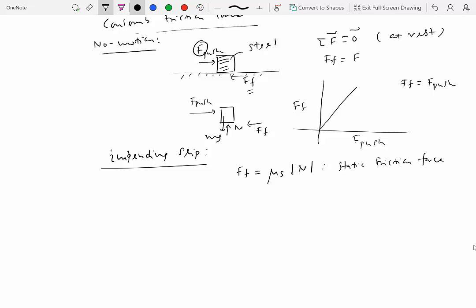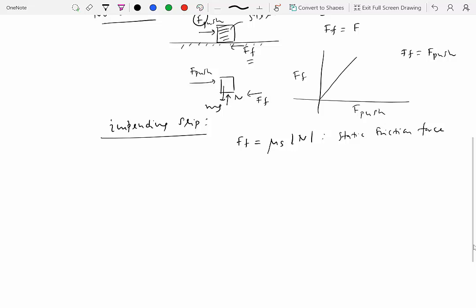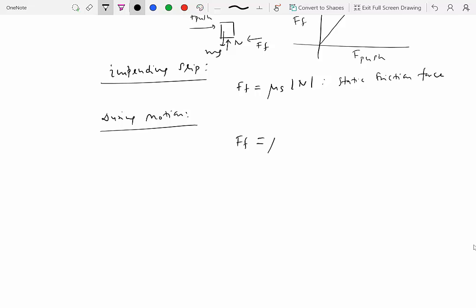And this is the force when it is just about to start the motion. Once it starts the motion, so during motion, the friction force is given by mu k, another coefficient of friction called the kinetic coefficient of friction, times the magnitude of N. So this is the kinetic friction force.